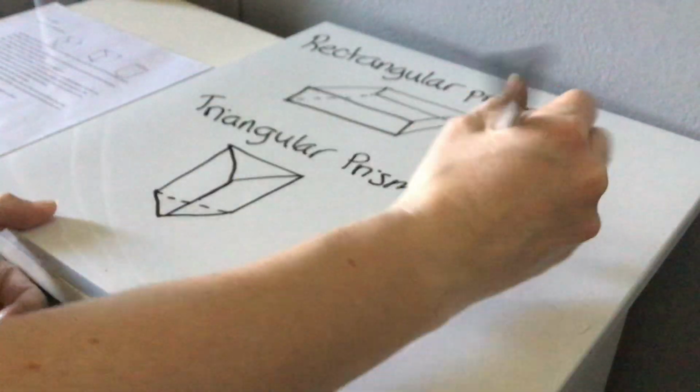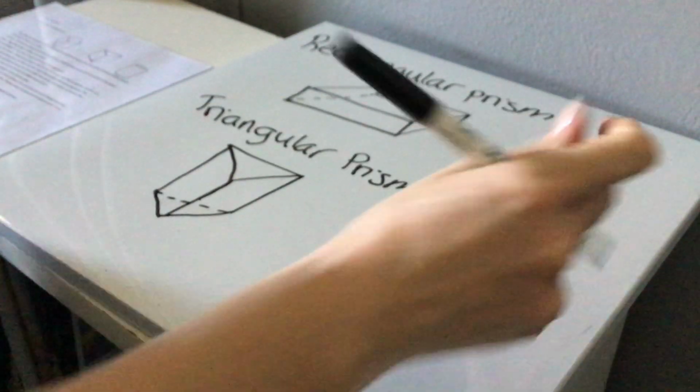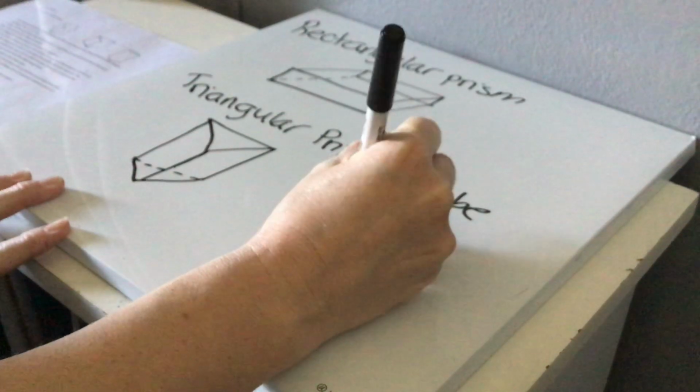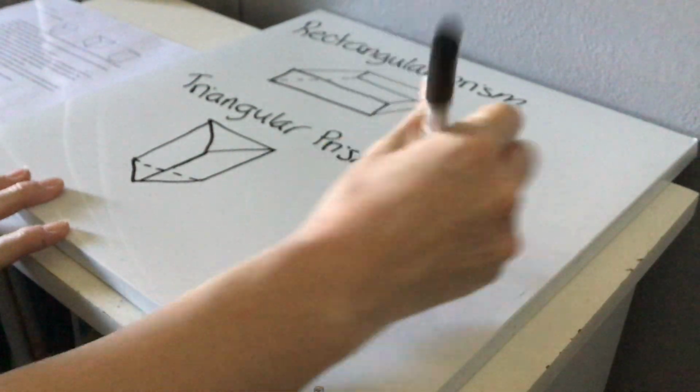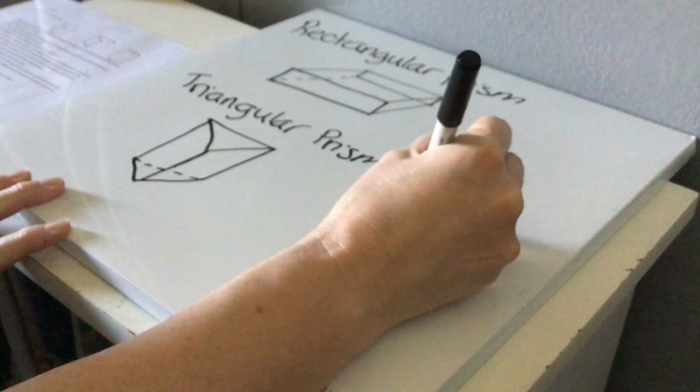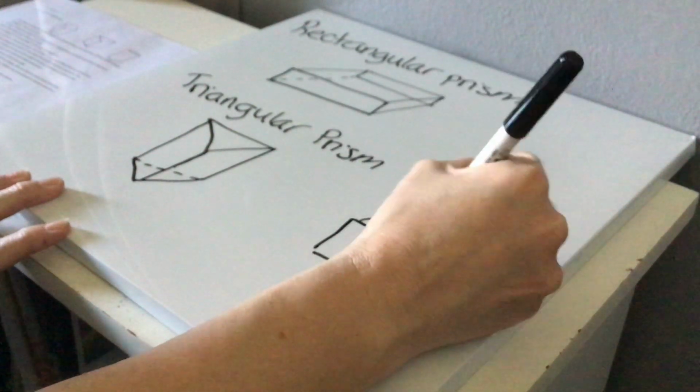And a cube is just a square prism, basically. A cube would be like a dice.